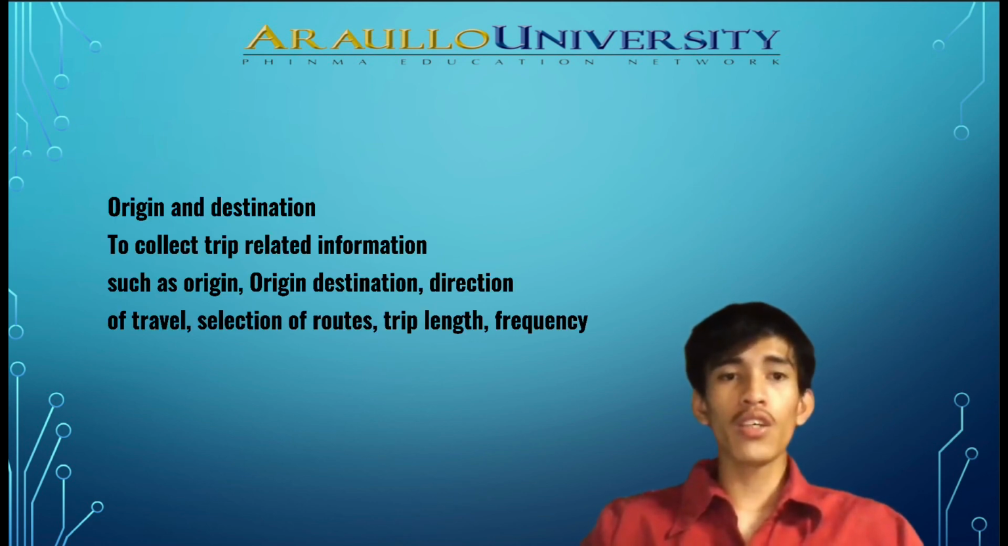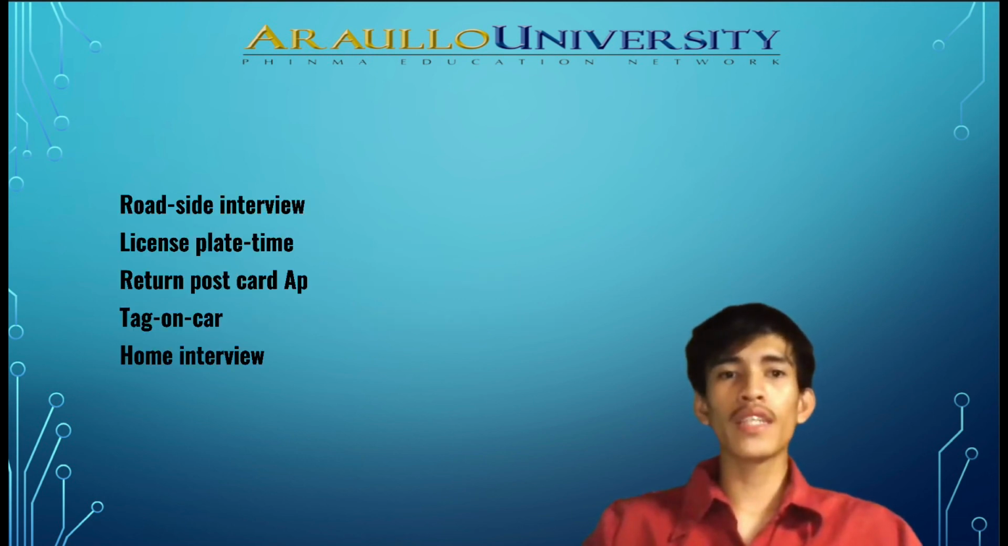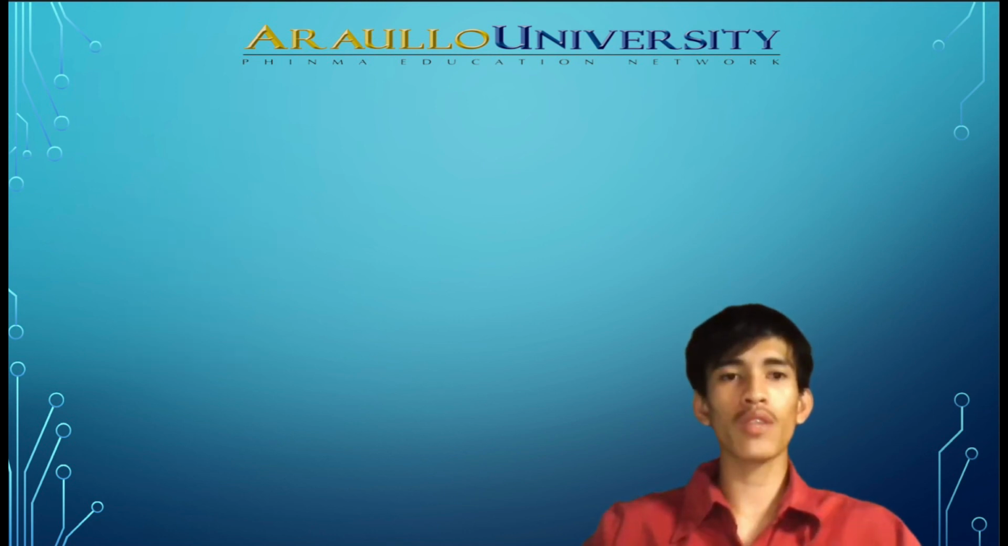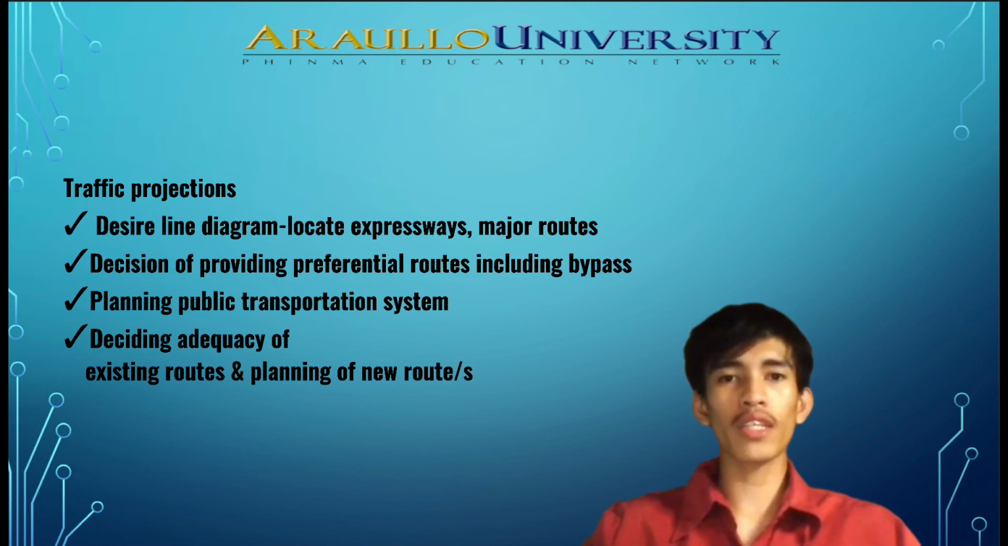Origin and destination studies. To collect trip related information such as origin, destination, direction of travel, selection of routes, trip, and frequency. How? Roadside interview, license plate survey, return of postcard, tag on a car, home interview. Uses: traffic projections, desire line diagram, locate expressways, major routes. Design of providing preferential routes including bypass. Planning public transportation system and deciding adequacy of existing routes and planning of new routes.